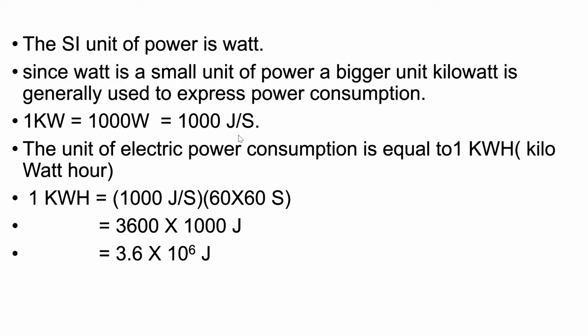How are we getting this? We know the rate of change of work is power, right? So work done by time. The unit of work done is joule and the unit of time is second. So we write joule per second as watt. So 1000 watt is equal to 1000 joule per second. The unit of electric power consumption is 1 kilowatt hour.